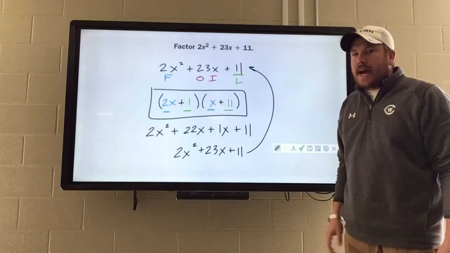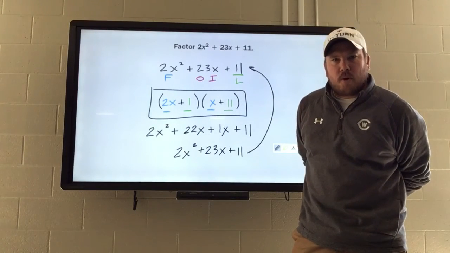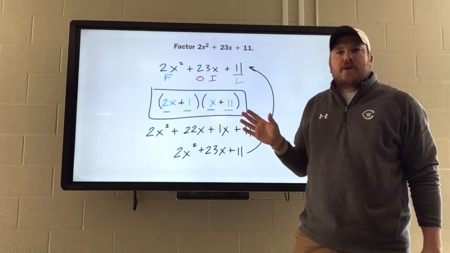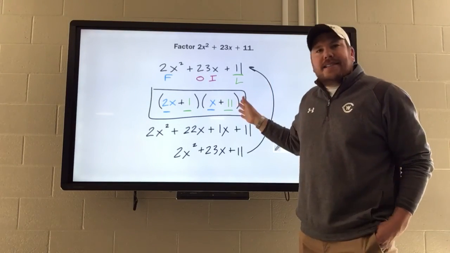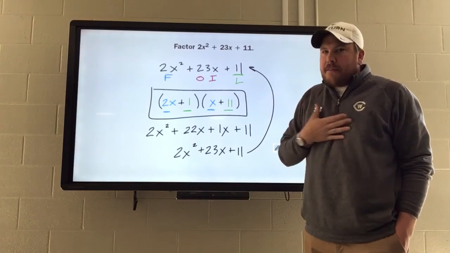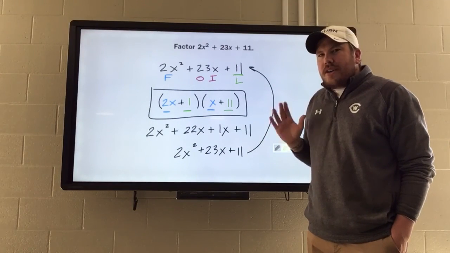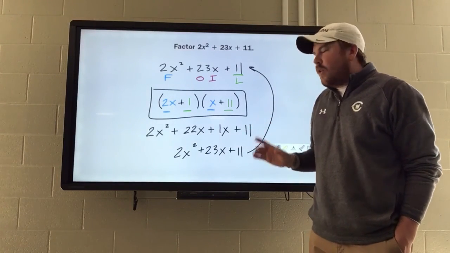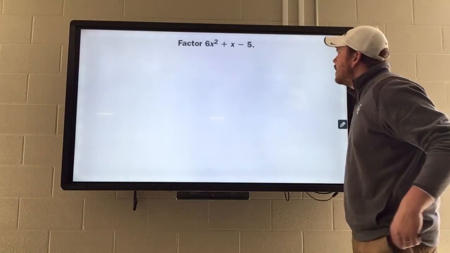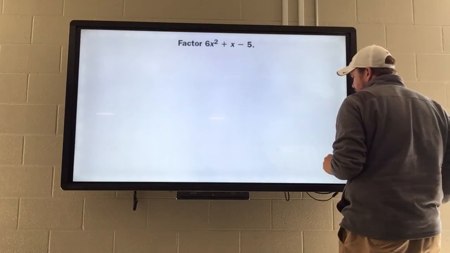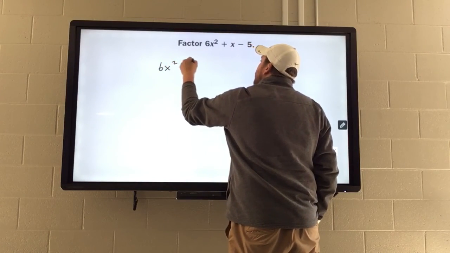Guess and check. Now, here's what I will say about guess and check. The more you practice, the better you'll become at it, and it's typically the faster way. I still use guess and check when I factor because I've practiced it a lot, I've gotten pretty good, and it's the faster way for me. But there are times when guess and check can be a little overwhelming, such as this. Let's say we want to factor 6x squared plus x minus 5.